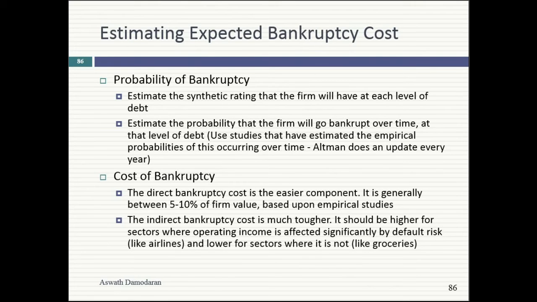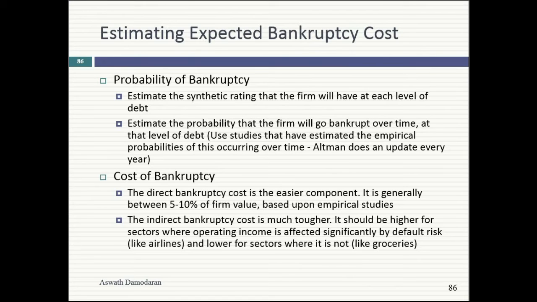I'm going to use the synthetic rating to come up with the probability of default. So that's actually not going to be that difficult. The cost of bankruptcy has two parts to it. The direct cost is actually not difficult to estimate. It's about 5 to 10% of value, and it seems to cut across companies. It doesn't matter whether you're a manufacturing company or a service company. The lawyers will take about 5 to 10% of your value if you go bankrupt.